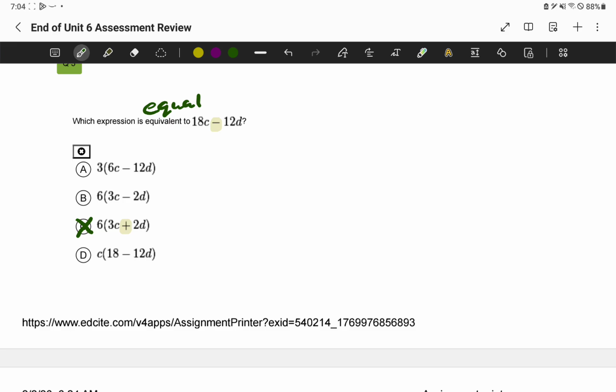Well, now we look at what goes into 18c and 12d. Well, 18 and 12 can both be divided by 2, 3, and 6. So if I divide by 2, 18 divided by 2 is 9. So we get 9C. 12 divided by 2 is 6.